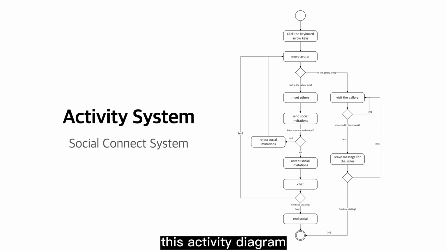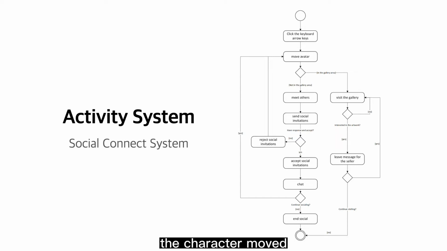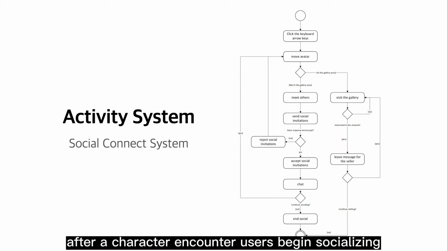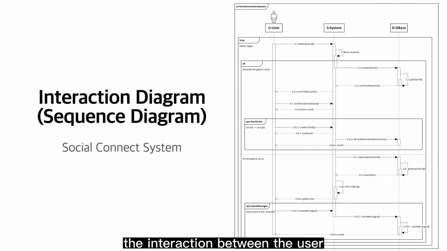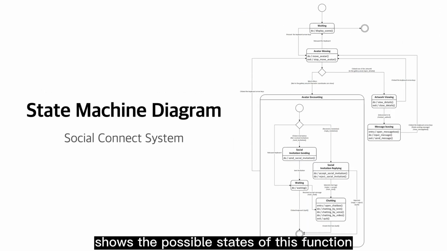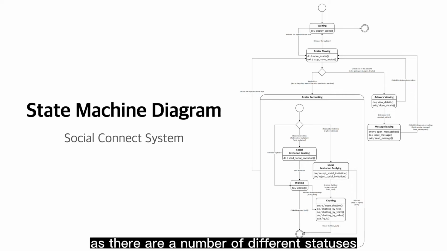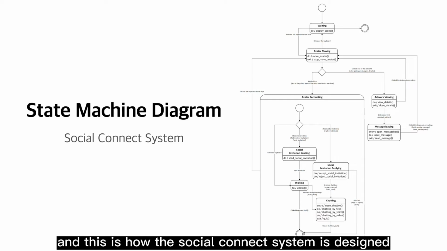This activity diagram can tell the sequence of activities in the social connect system. For example, after clicking on the keyboard arrow keys, the character moves. After a character encounter, users begin socializing. The interaction diagram shows the interaction between the user, the system, and the database. The state machine diagram shows the possible states of this function. As there are a number of different statuses, I cannot go into them here, and this is how the social connect system is designed.